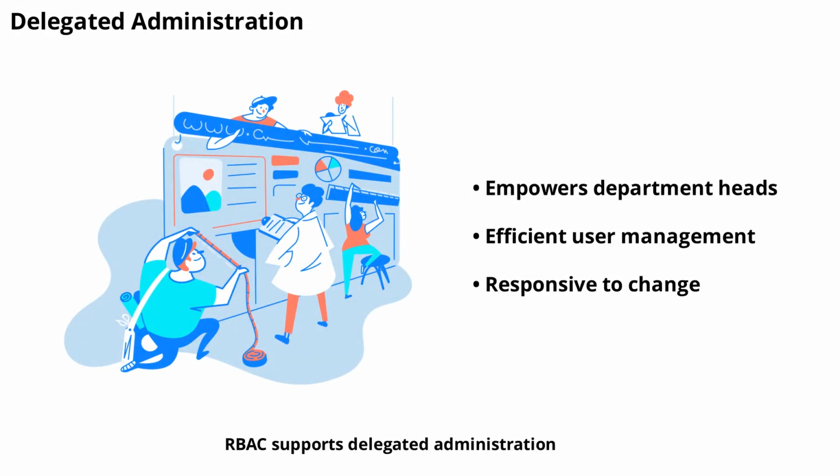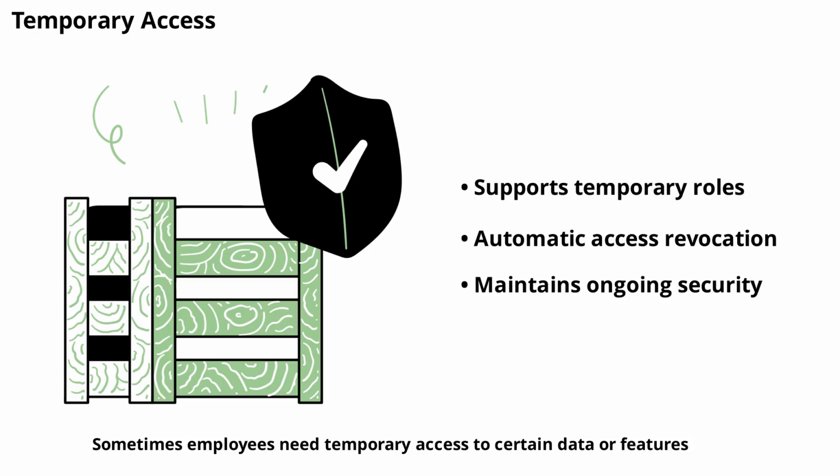RBAC supports delegated administration, allowing certain users, like department heads, to manage access for their teams. This decentralizes user management, making it more efficient and responsive to changing needs within different departments. Sometimes, employees need temporary access to certain data or features. RBAC can accommodate this by allowing temporary role assignments. Once the task is complete, access can be automatically revoked, maintaining security without manual intervention.